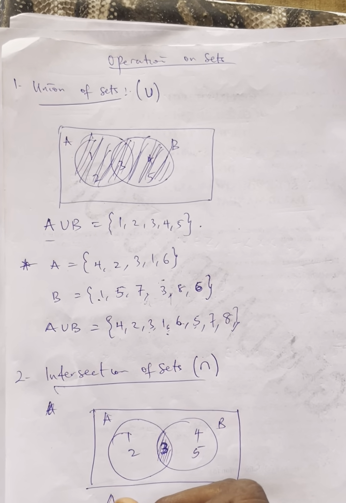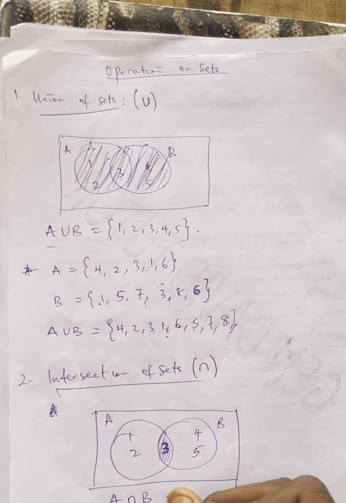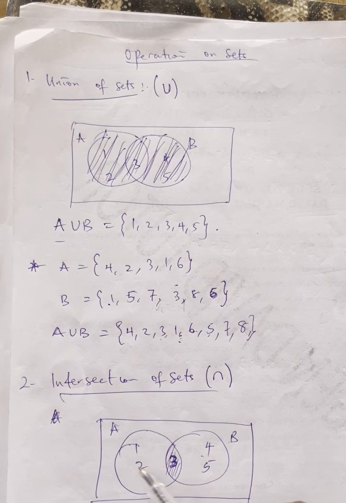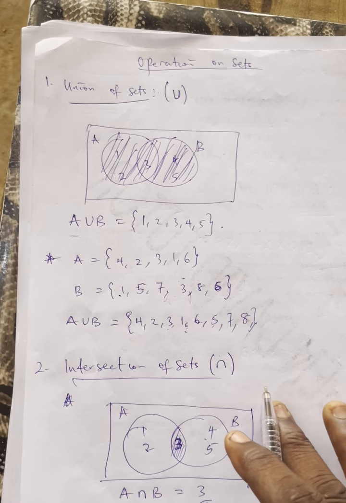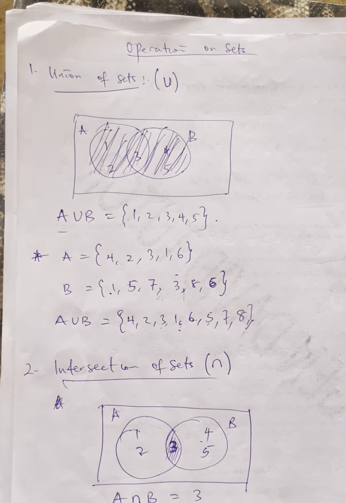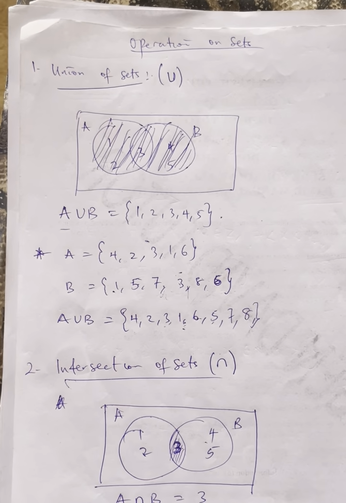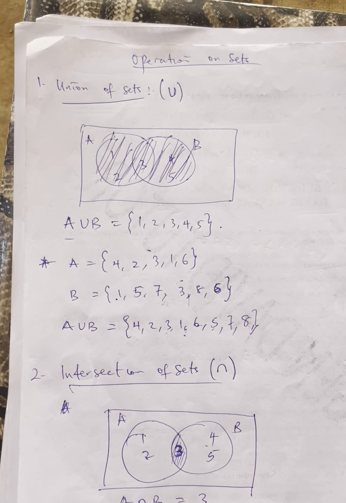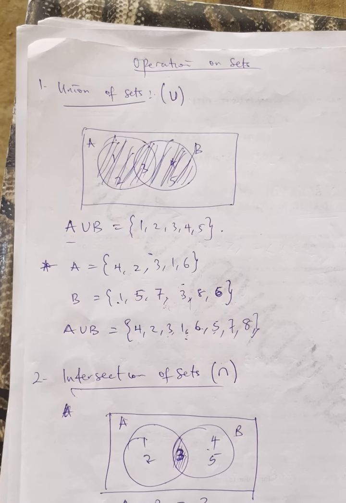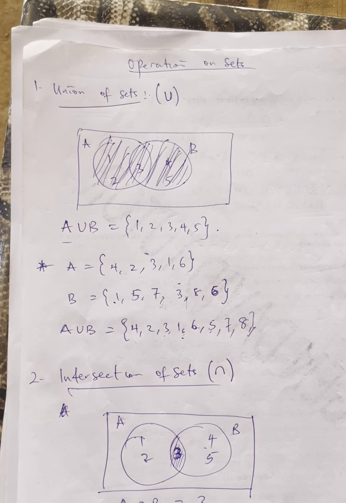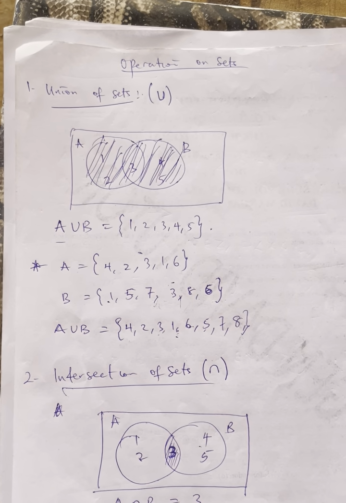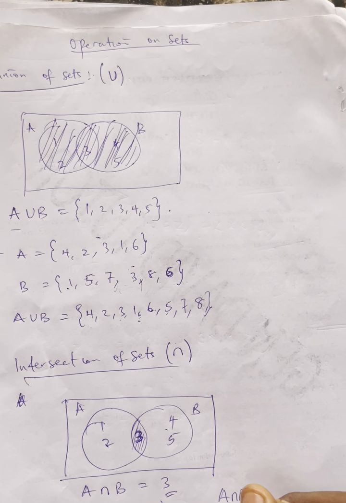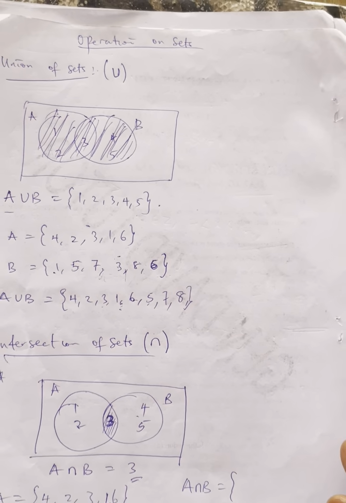So that means A intersection B of this one is equal to 3. The intersection of the two sets here is equal to 3. And that means if you have A equal to, let's use this example, 4, 2, 3, 1, 6, and B equal to 1, 5, 7, 3, 8, 6, what is A intersection B? A intersection B means what they have in common.